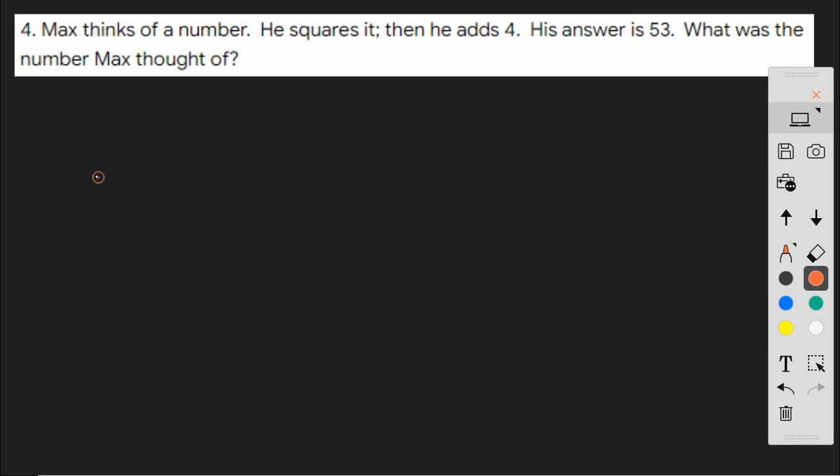Okay, question 4. We've got a nice little logic puzzle here about this number that Max has thought of. And this is an ideal question for using one of the little tools that sometimes confuse students. And maybe this is this strange word, function machines. So what we're going to do, we're just going to lay this out as a little diagram of operations. So Max has thought of his number. I'm going to call it M. And the next thing that he does is that he squares this number.